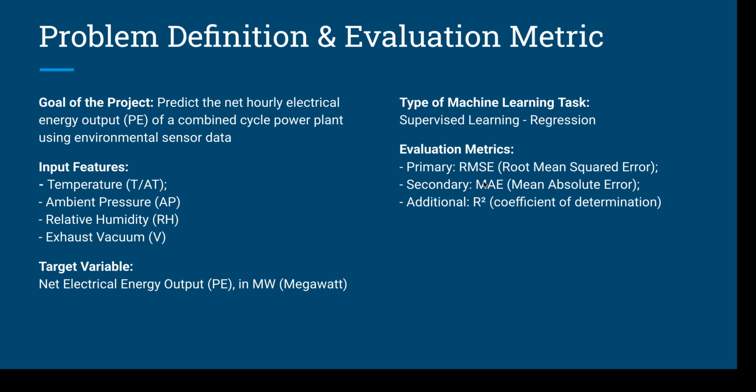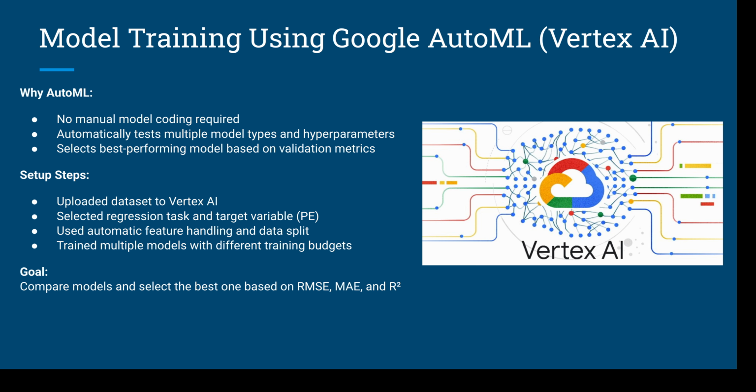In addition to this, I also use mean absolute error to measure the average prediction error in megawatts, and R squared to evaluate how well the model explains changes in the power output. Those metrics together give a clear picture of both accuracy and overall model fit.